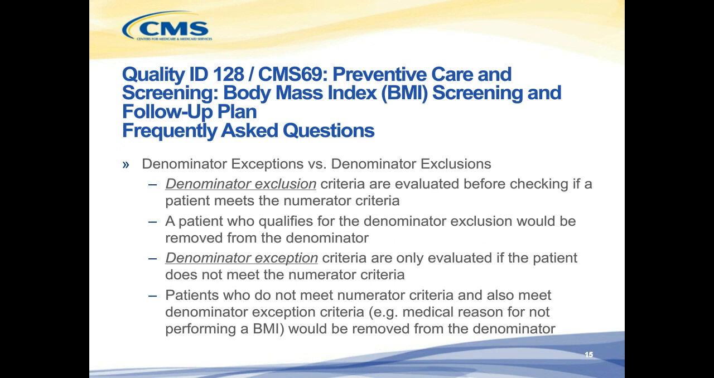On to some of the frequently asked questions we receive. A lot of the questions we receive are in regard to the distinction between exceptions versus exclusions. Of course, this would apply to any measure which includes exceptions and exclusions, but I'll just talk briefly about that distinction. A denominator exclusion is evaluated prior to looking at the numerator criteria. So if a patient meets those denominator exclusions, they're removed from the measure and not considered for the numerator. Denominator exceptions are evaluated after the numerator criteria are evaluated, and if the patient does not meet numerator criteria, then we would look at the denominator exception. So if there's a valid reason why they did not meet numerator criteria, that can be documented, and that patient would at that point be removed from the denominator.